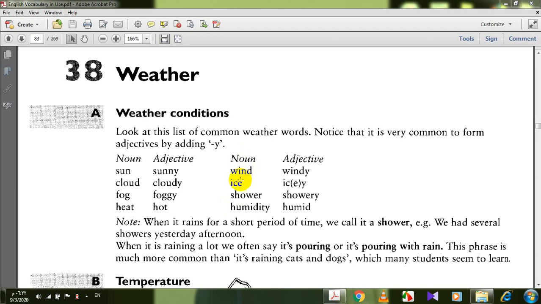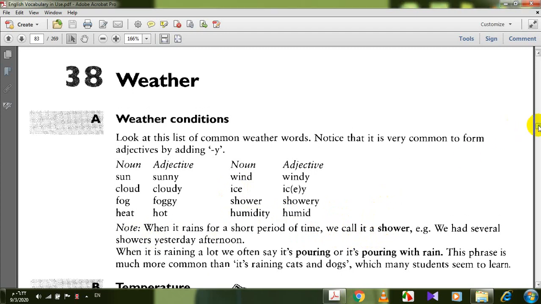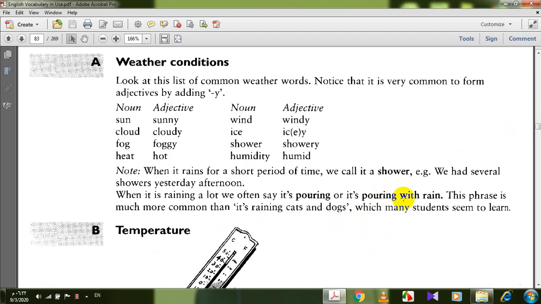Okay, so showery means with frequent showers of rain. Humidity, humid. Okay, note, when it rains for a short period of time, we call it a shower. For example, we had several showers yesterday afternoon.